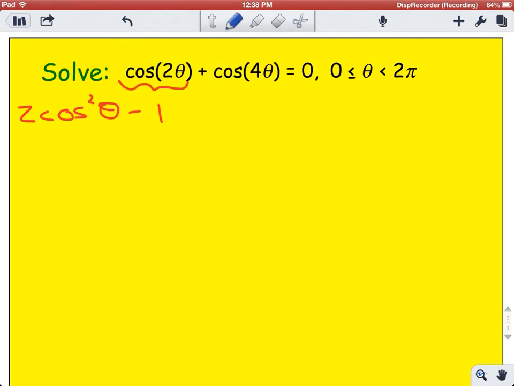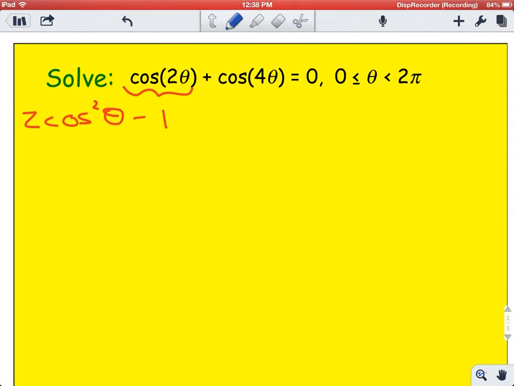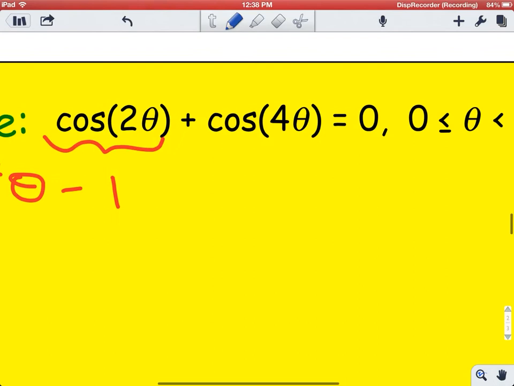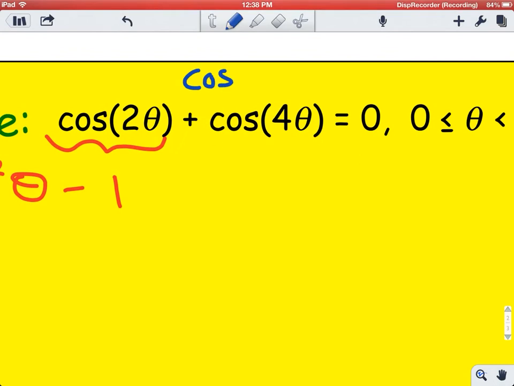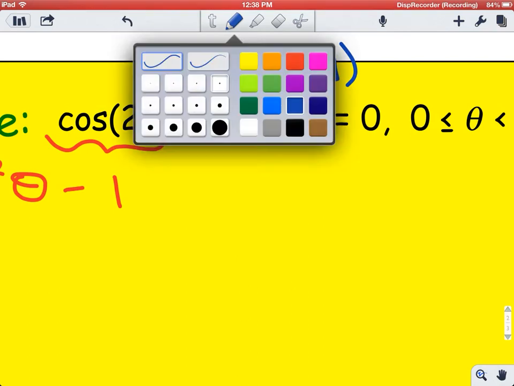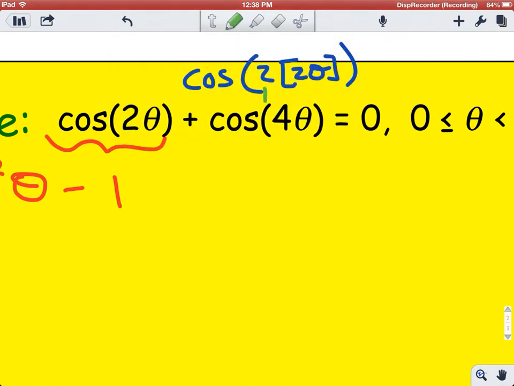Now here's the tricky thing. Cosine of 4 theta, here's how we're going to think of it. We're going to think of it as cosine of 2 theta. And what that does is it's going to create this double angle for us, because this part right here is the double angle. Double whatever. In this case, it just happens to be 2 theta. But that 2 right there, highlighted, creates this double angle.